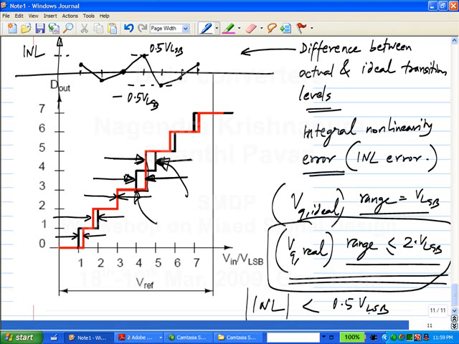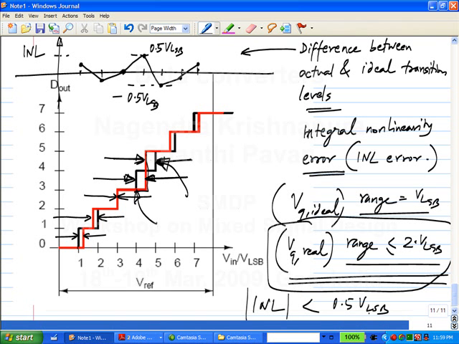Okay. Is this clear? If you draw the characteristics, this will become very clear. So have you seen this criteria somewhere that INL has to be less than half VLSB? No, you have not seen it? Okay. So that is typically what is taken to be the assumption.